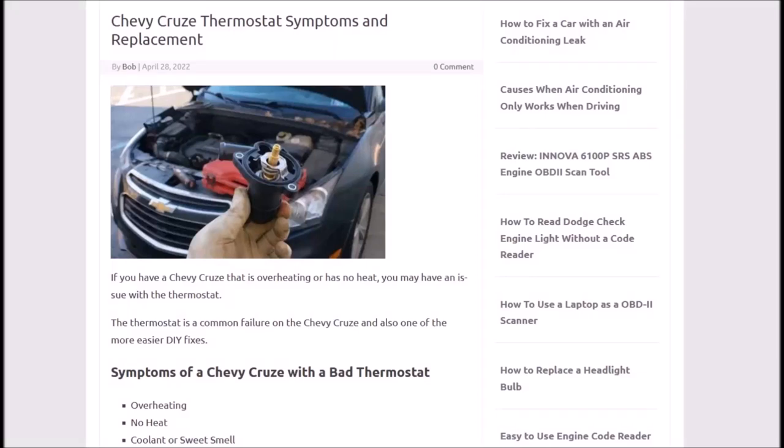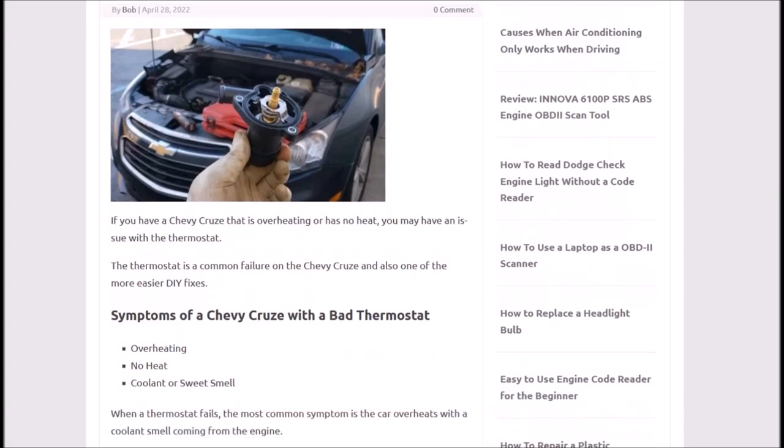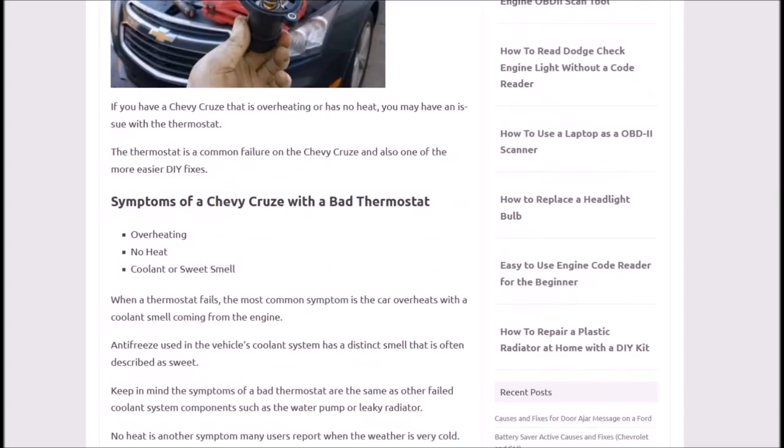Hello all. So today I'm talking about Chevy Cruze that may be having thermostat problems. What are some symptoms and how you can tell if the thermostat is bad or not and how you can go about replacing it if it is. So what are some symptoms of the Chevy Cruze with a bad thermostat?